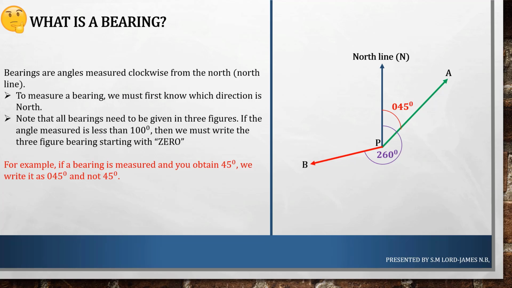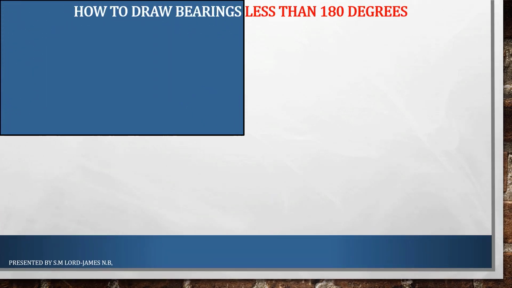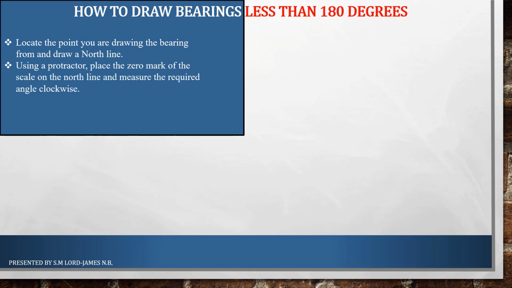So let's take some basic steps on how to draw bearings which are all less than 180 degrees. The first point is we locate the point from which you are drawing the bearing, and then when the point is located, you draw your north line. The next is using a protractor, you place the 0 mark of the scale on the north line and measure the required angle clockwise. Always take note, clockwise. Then you mark on your page the angle needed. Then you draw a line from the start point in the direction of the bearing.